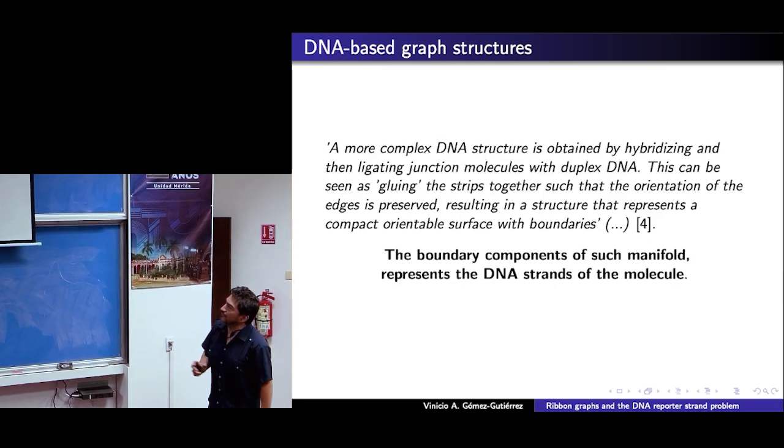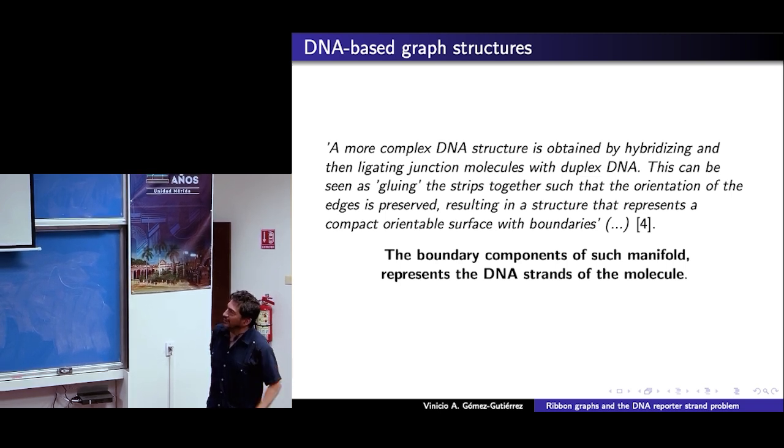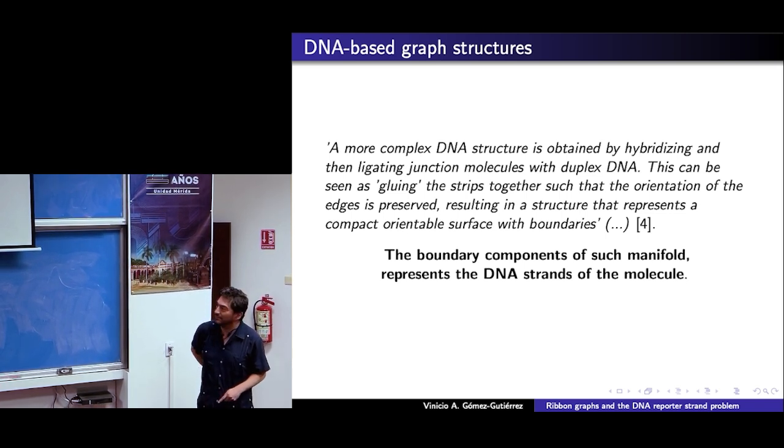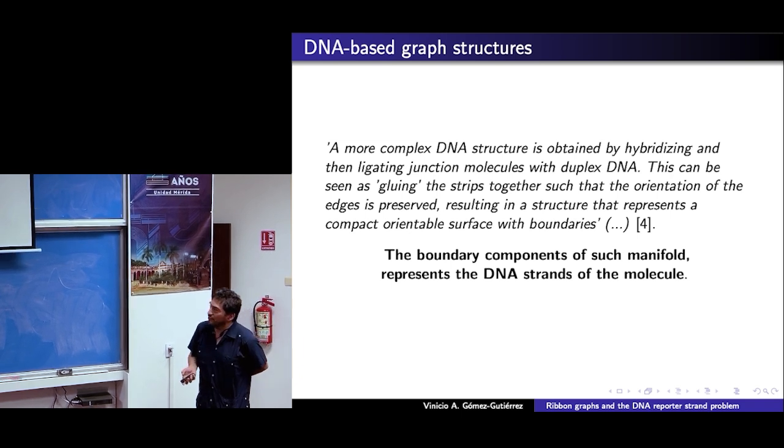A more complex DNA structure is obtained by hybridizing and then ligating junction molecules with duplex DNA. This can be seen as gluing the strips together such that the orientation of the edges is preserved, resulting in a structure that represents a compact orientable surface with boundaries. The boundary components of such a manifold represent the DNA strands of the molecule.